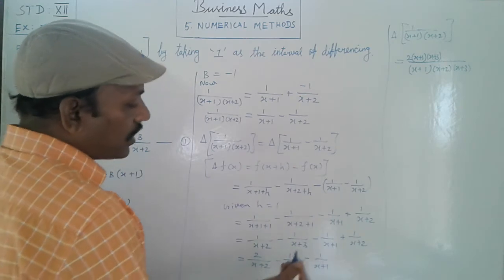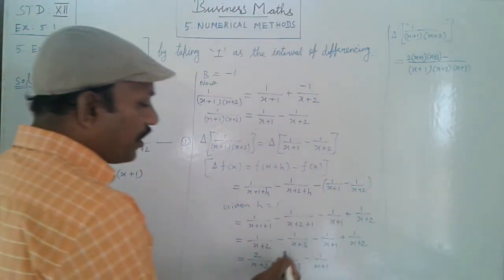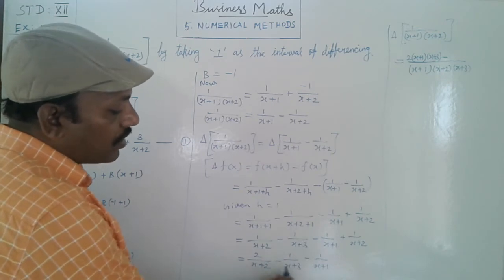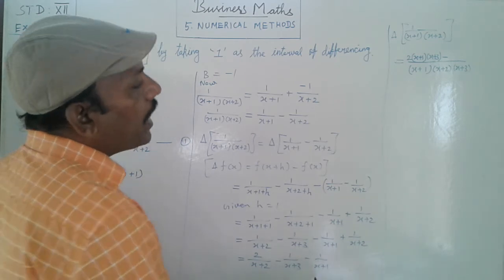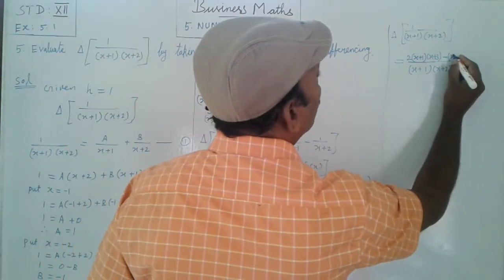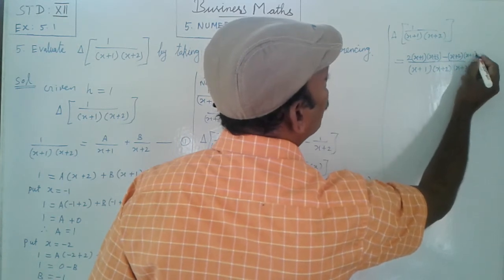Next, the minus, 1 into x plus 3 is the denominator. So the remaining two values we should multiply, then it's the LCM: x plus 2 into x plus 1. 1 into x plus 2 into x plus 1 is what? x plus 2 into x plus 1.